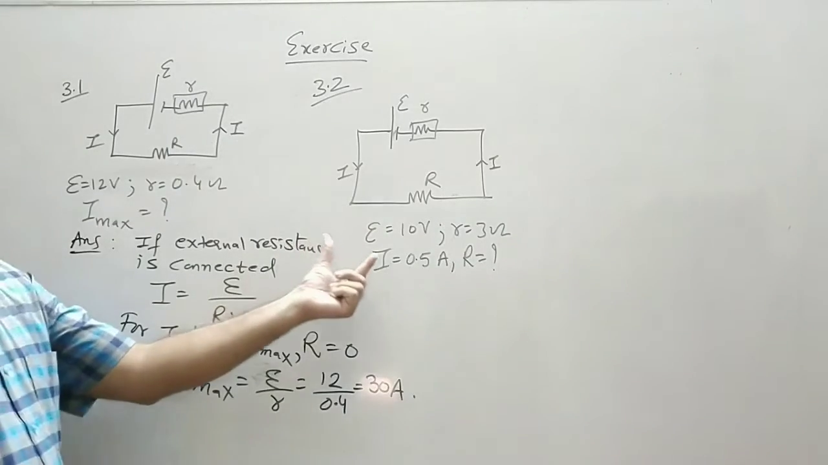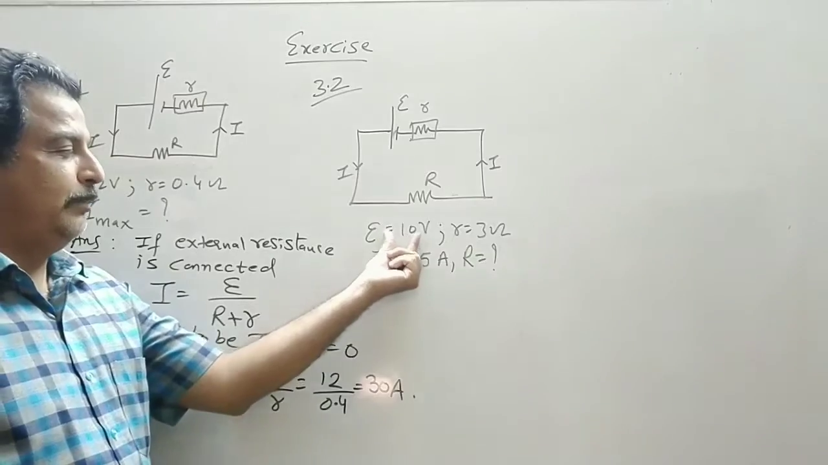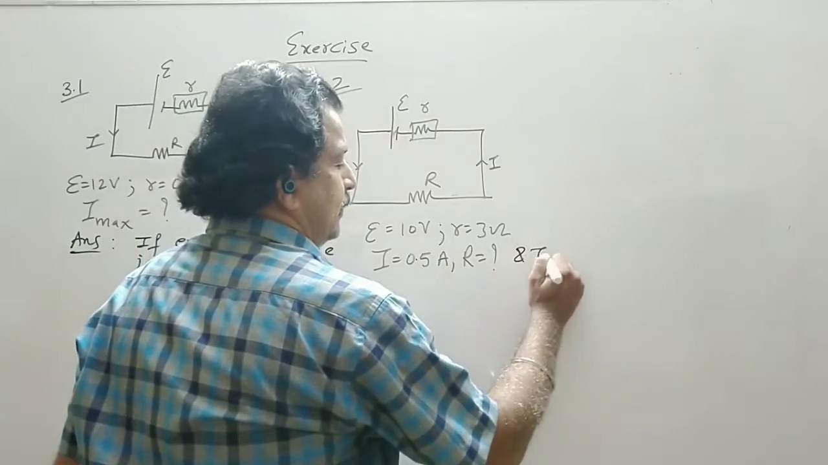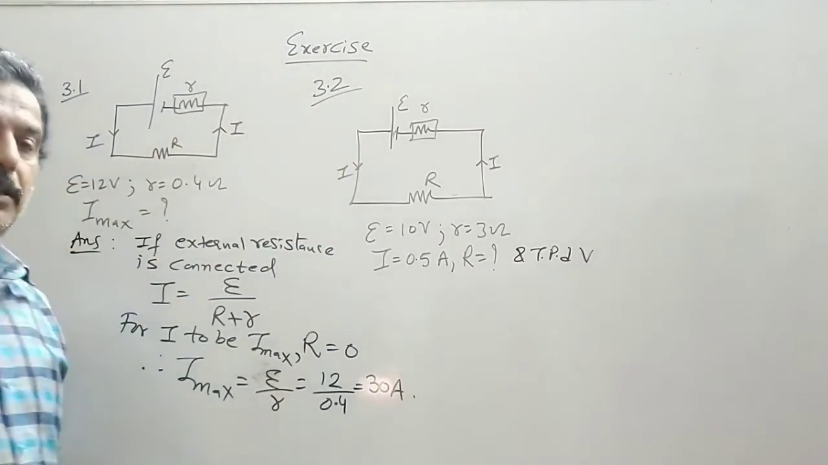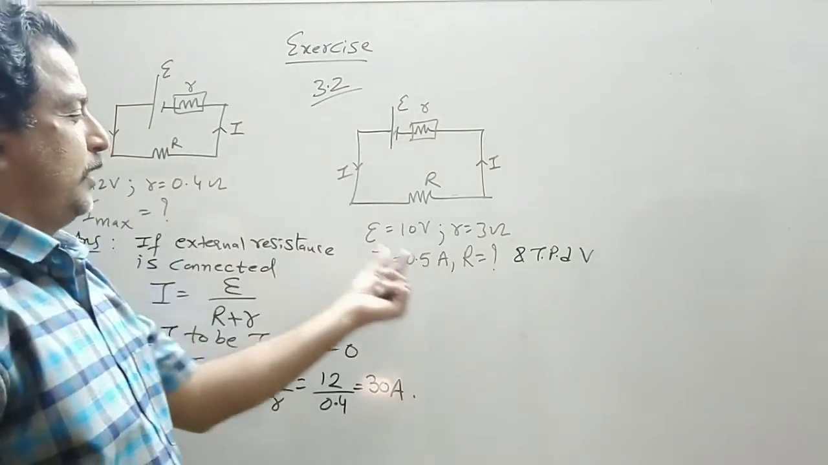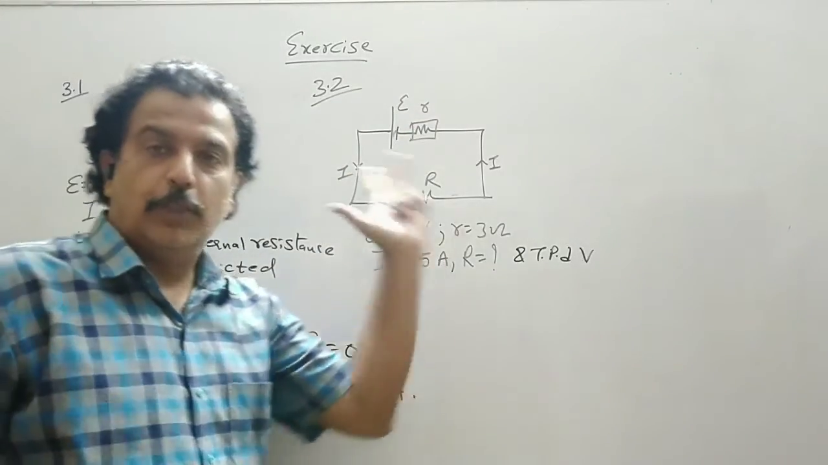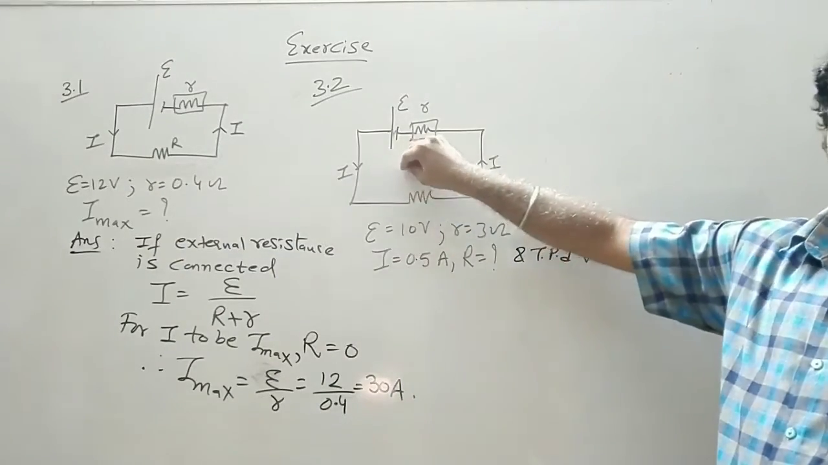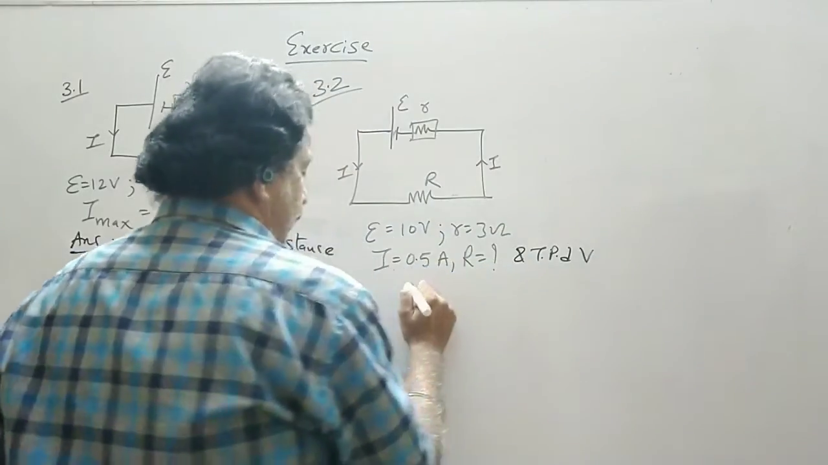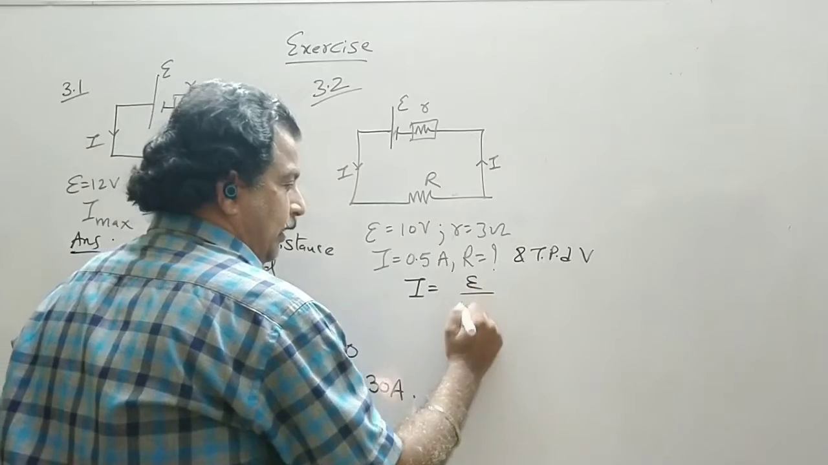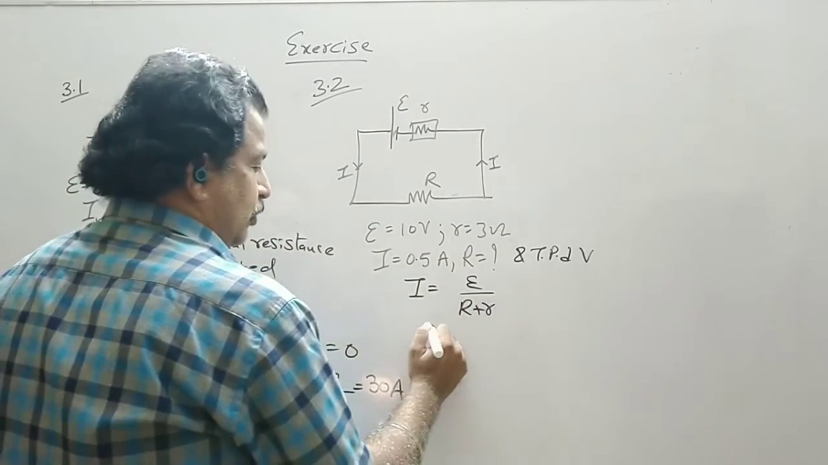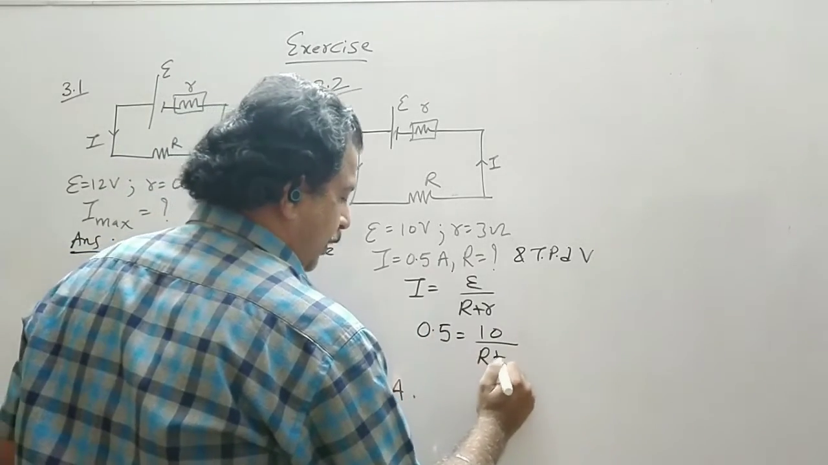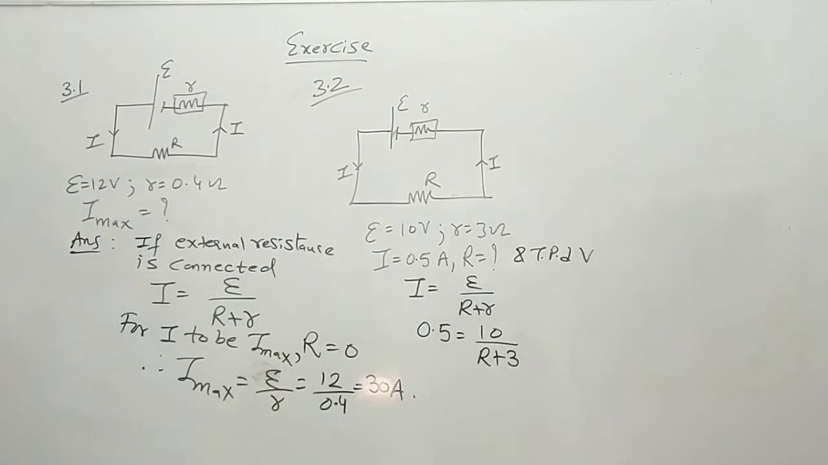Now in the second question, the current is given, EMF is given, internal resistance is given. You have to find out the external resistance as well as terminal potential difference V. Now, because the value is unknown, you can apply the Kirchhoff second law to the loop, or because this circuit consists of only cell and the resistance, again I is equal to total EMF divided by total resistance. So 0.5 is equal to 10 divided by R plus 3. So this is using the Ohm's law.